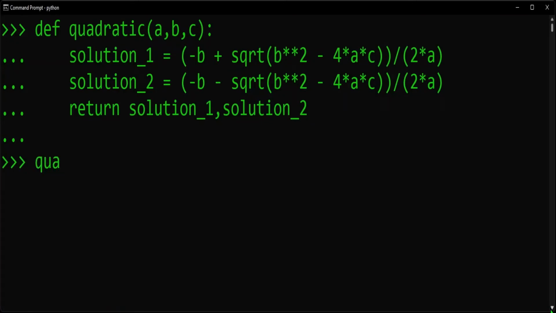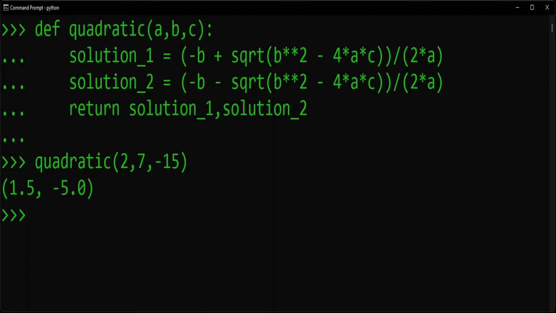We're going to plug in the a, b, and the c. The a would be the 2, because it's 2x squared, plus 7x minus 15. So those are our coefficients, 2, 7, and negative 15. So let's see what our solutions will be. Looks like our solutions are 1.5 and negative 5.0.